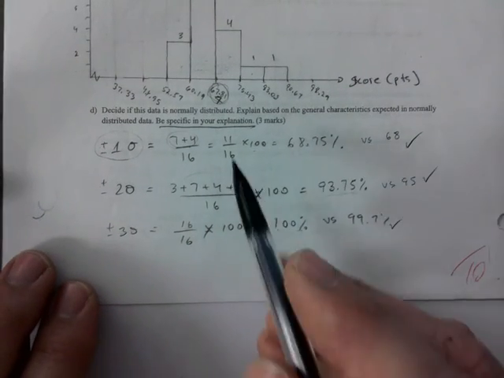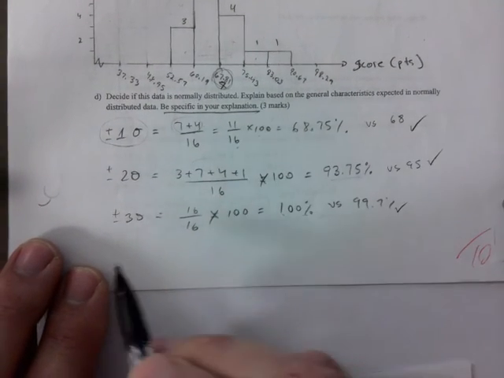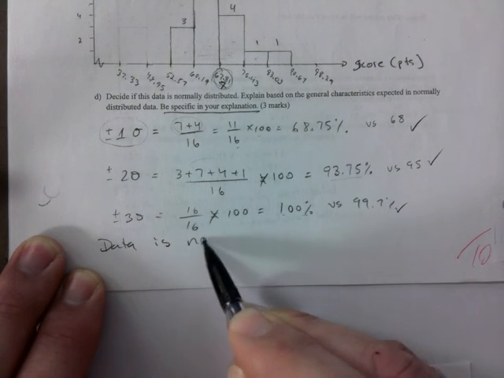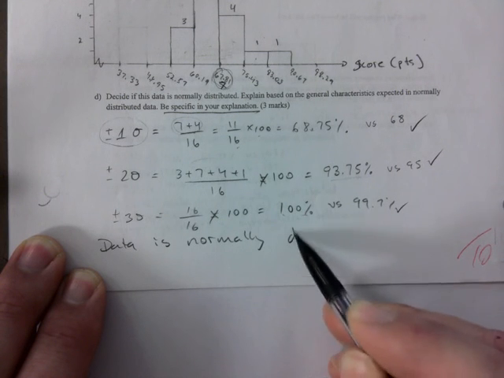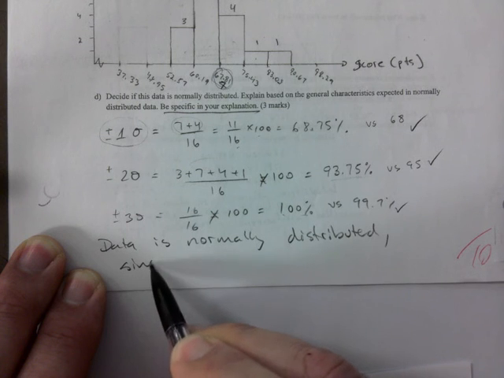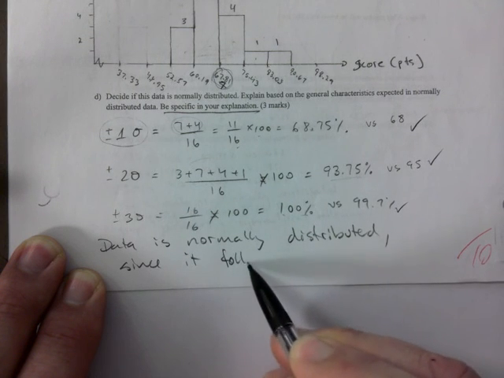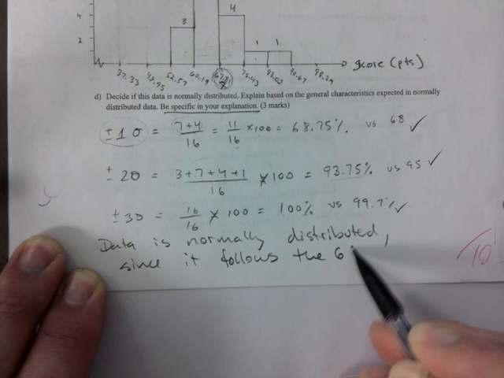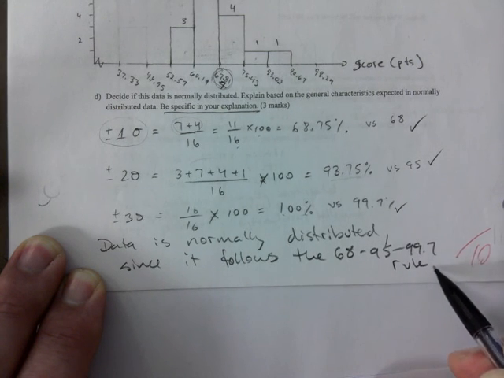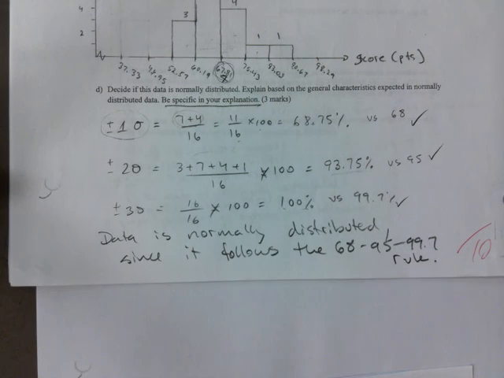So I will say here, data is normally distributed, comma, since it follows the 68, 95, 99.7 rule. Okay, so you just make that statement. I'm saying yes because it follows that rule, and that's how we deal with it in this course.